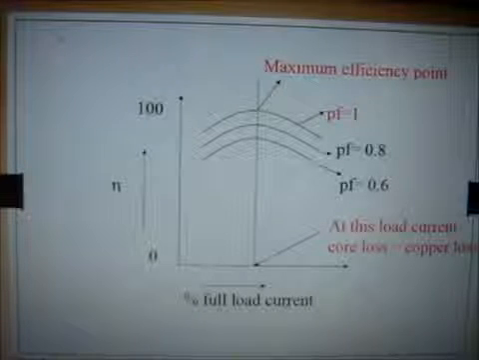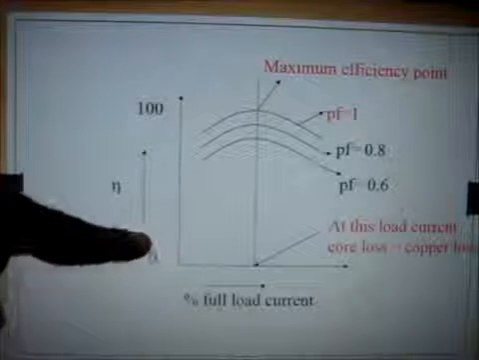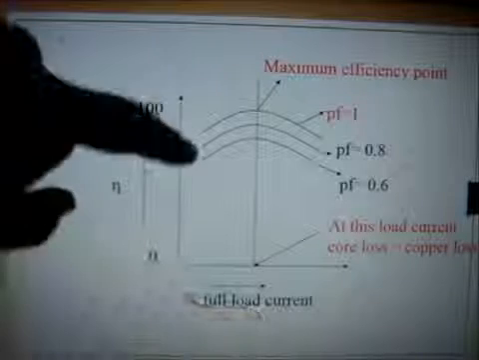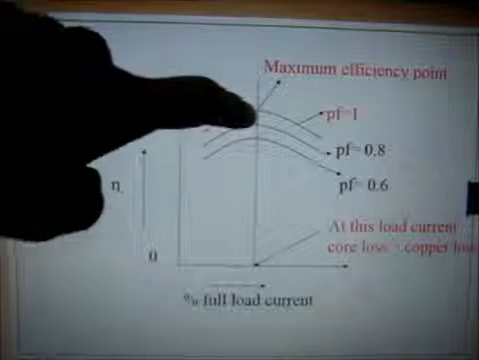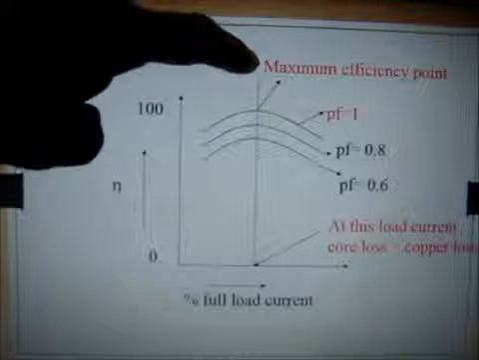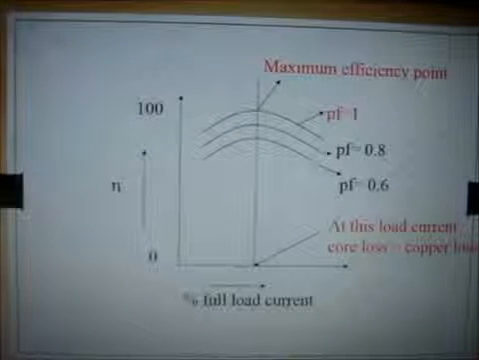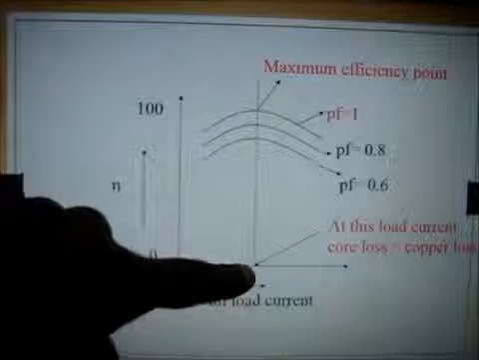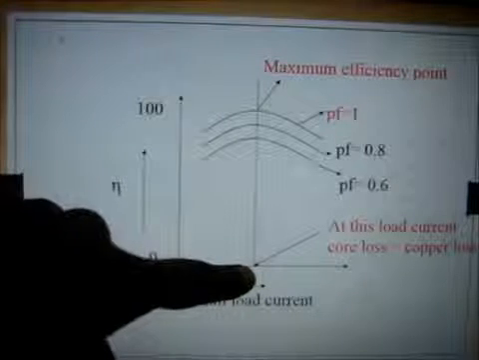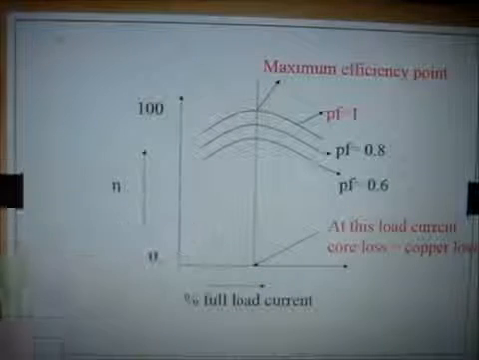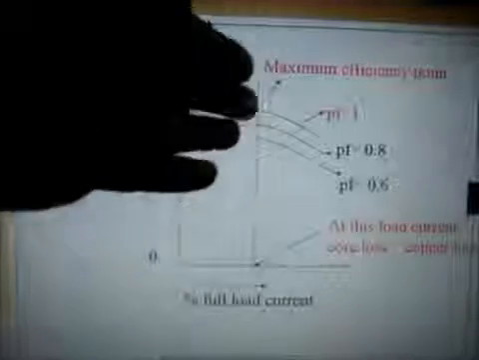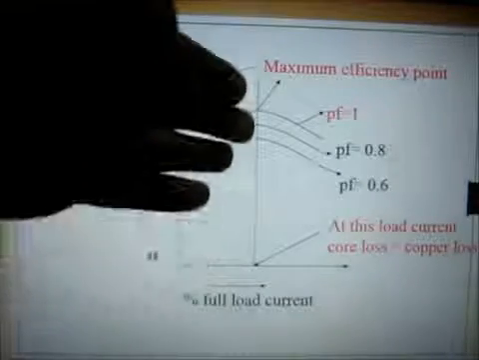You can see a picture. Efficiency rises from 0 to 1 at full load current. In case of power factor equals 1, we have the maximum efficiency. As power factor decreases, the efficiency decreases. And at this point on the x-axis, at this load current, core loss equals the copper loss. This is the line where core loss equals the copper loss.